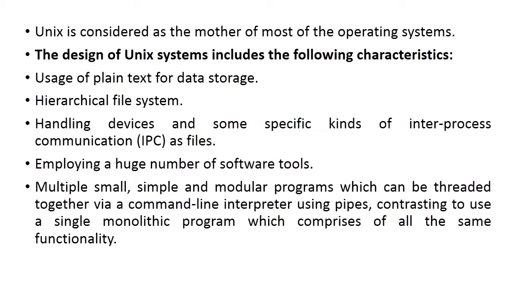The design of the Unix system includes usage of plain text for data storage, and a hierarchical file system, where the directory is in the form of a hierarchical file system. It handles devices and some specific kinds of inter-process communication as files, employing a huge number of software tools: multiple small, simple and modular programs which can be threaded together via a command line interpreter using pipes, contrasting to the use of a single monolithic program which comprises all the same functionality.